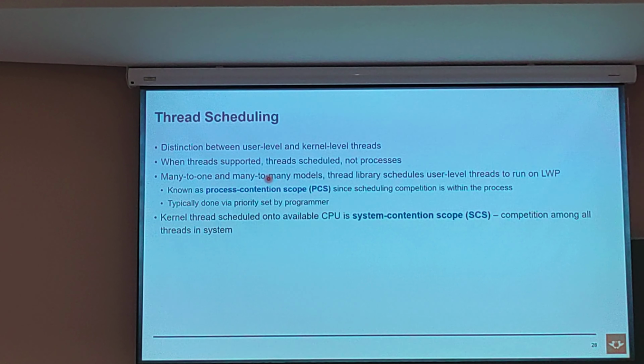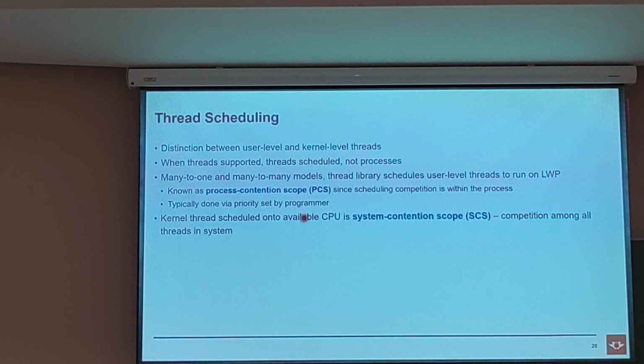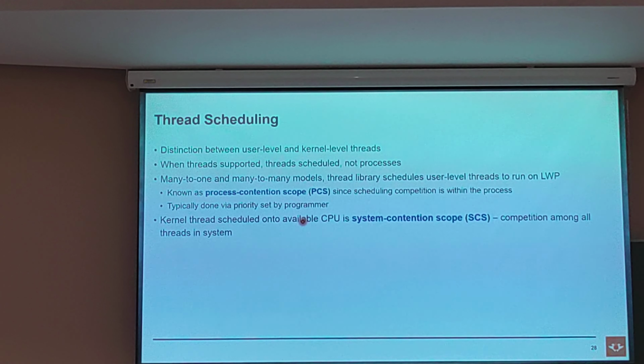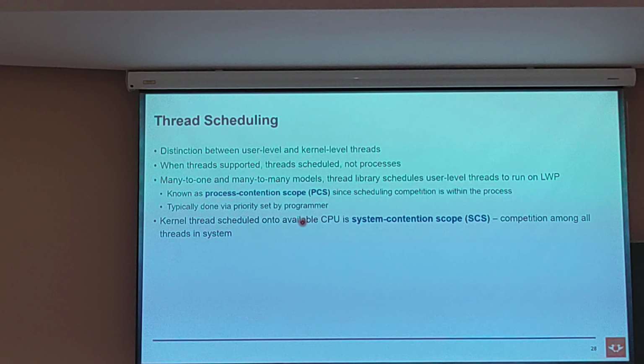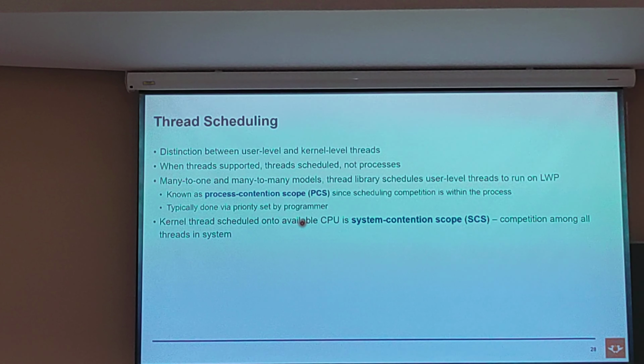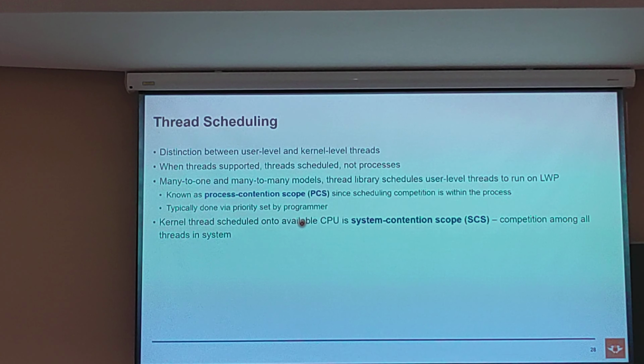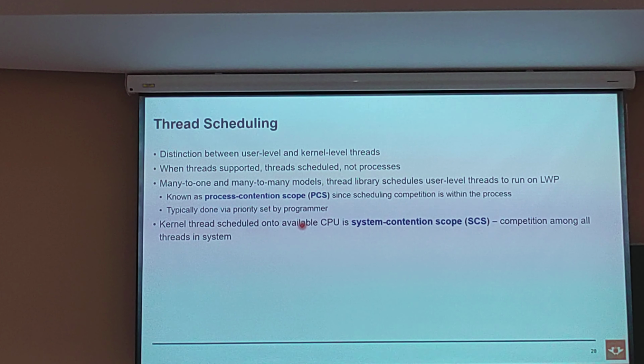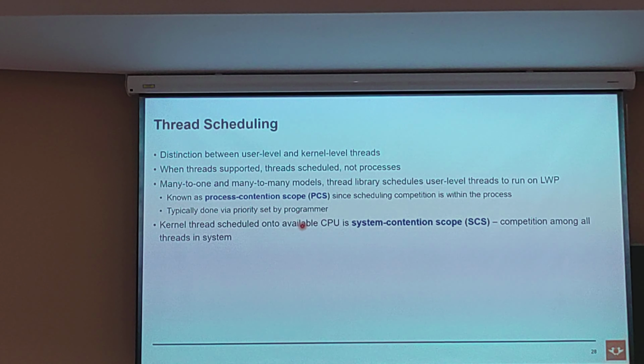In other cases, where you have the one-to-one relationship, or if you just purely look at the kernel threads itself, there you get what they call system contention scope, meaning that all the threads on the system fight for effectively CPU time. So just take note of those two terms.